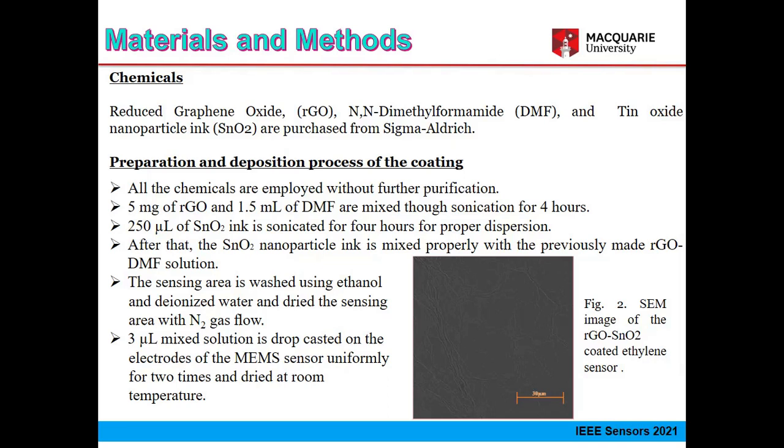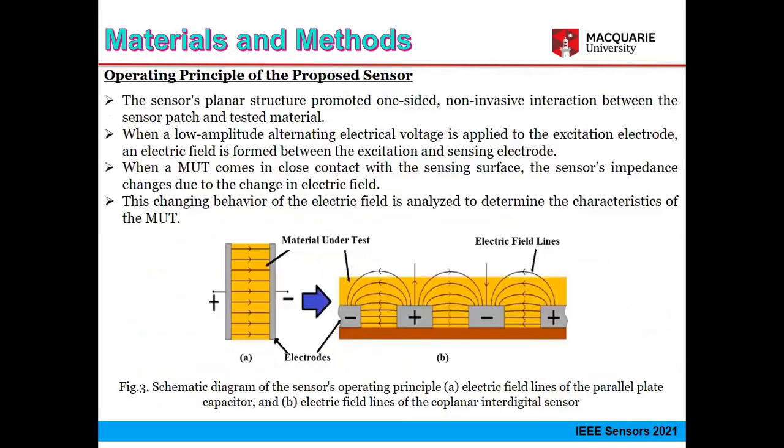Before applying this nanocomposite on the sensing area of the sensor, it is washed with ethanol and deionized water and dried with nitrogen flow. After that, 3 microliter of the mixed solution is drop casted on the electrode of the sensor uniformly 2 times and dried at room temperature. This figure shows the coated surface.